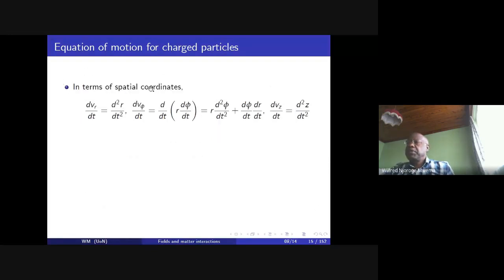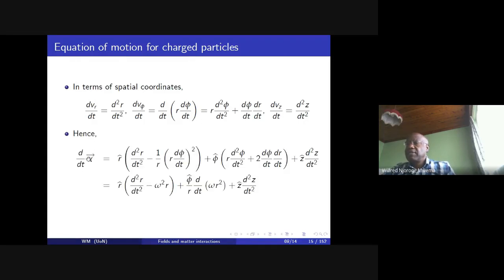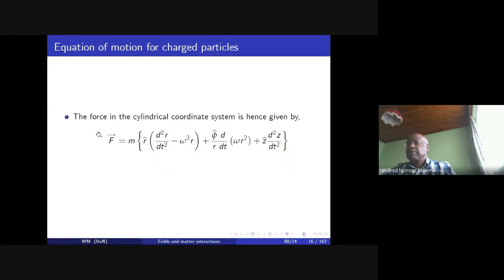So in terms of spatial coordinates, we can write these values in terms of the r's and so forth, and we can therefore write the velocity or the acceleration as given in terms of r and whatever, and the r's. And this is what we have for this particular case. So the force in the cylindrical coordinate system is therefore going to be given by m multiplied by that equation that we have obtained for the acceleration.